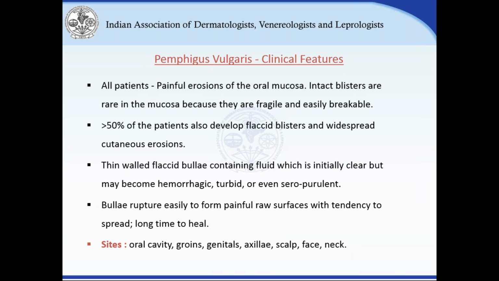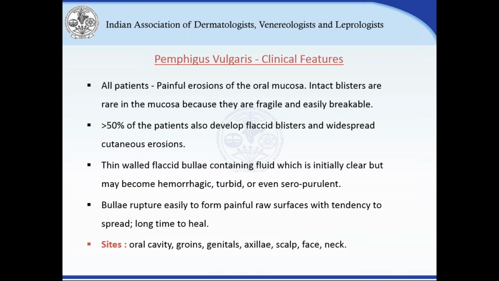Clinical features of pemphigus vulgaris. In all patients, there are painful erosions of the oral mucosa. Intact blisters are rare in the mucosa because these blisters are intraepidermal. They are fragile. The top layer is very fragile. If you chew, the lesion is going to just disappear, and there is going to be an erosion only. And more than 50% of the patients also develop flaccid blisters and widespread cutaneous erosions. The thin-walled flaccid bullae contain fluid which is initially clear, but later it may become hemorrhagic, turbid, seropurulent. The bullae will rupture easily to form painful raw surfaces.